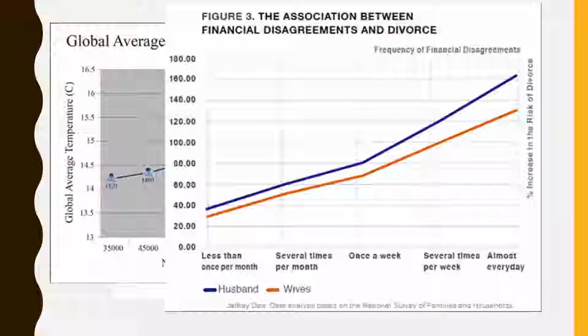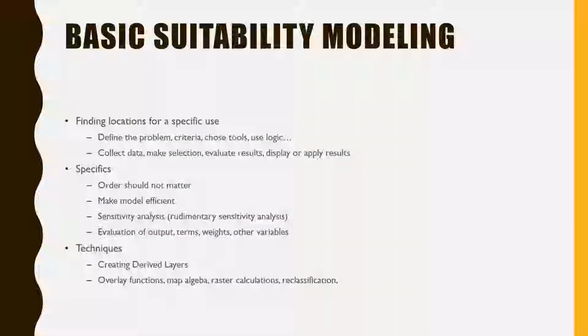There's some more data we can look at. This looked at how the number of financial disagreements related to husband and wives and how it related to the increase in the number of divorces. What does something like this tell you? It doesn't tell me a lot. When they're modeling things like this, you have to figure out how to present your data so that it makes sense.